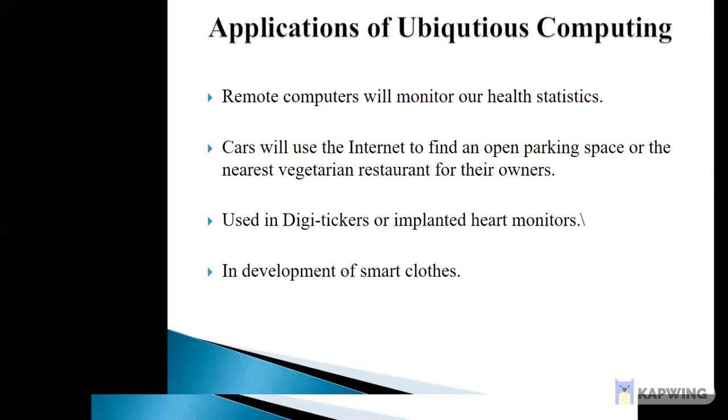Then the second example is a car will use the internet to find the open parking space or the nearest vegetarian restaurant for its owner. Whenever the user goes to any location, he is required to find free parking space. So automatically he will get the information on a mobile about where free space is available and where vegetarian restaurants are available. Then, using digital tickers or implanted monitors in the development of smart clothes. In smart clothes, different types of sensors will be attached to the fabrics and they will monitor the health and give the information.